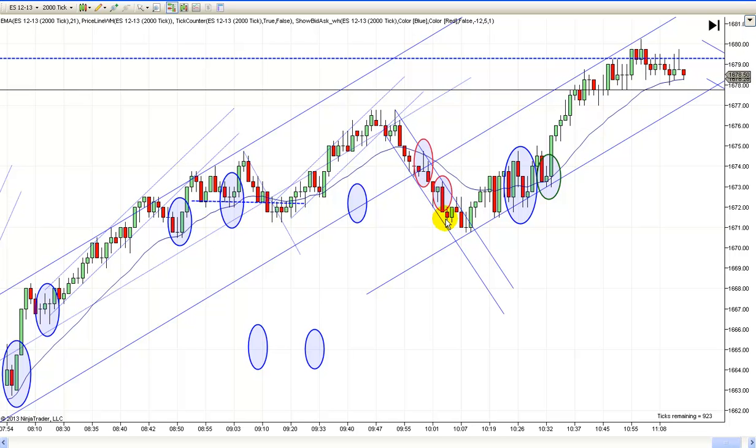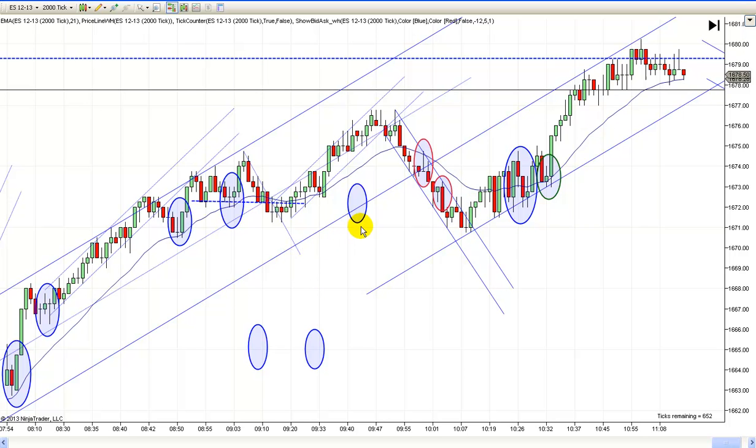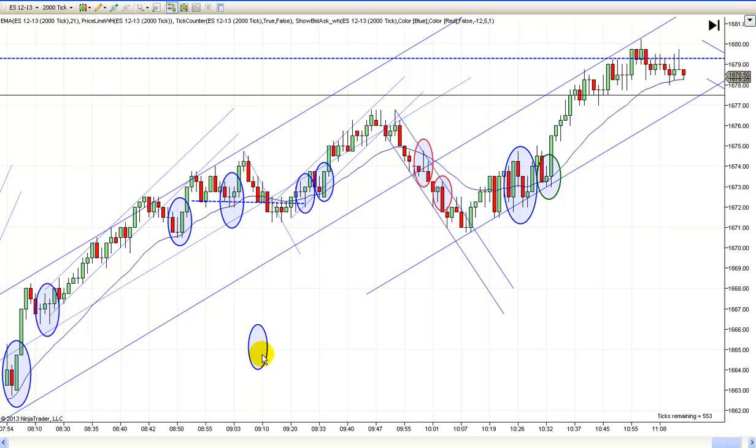Hey, these legs, each little move down is getting shorter. Do you see that? Look how long that one is, and then this one's a little longer, but not quite as long as that one, and this one's less than this one, and then this one is a whole lot less than that one. Then it kind of reverses, and that's kind of common. So, watch for that. Let me put these circles back. I had to get them out of the way there.